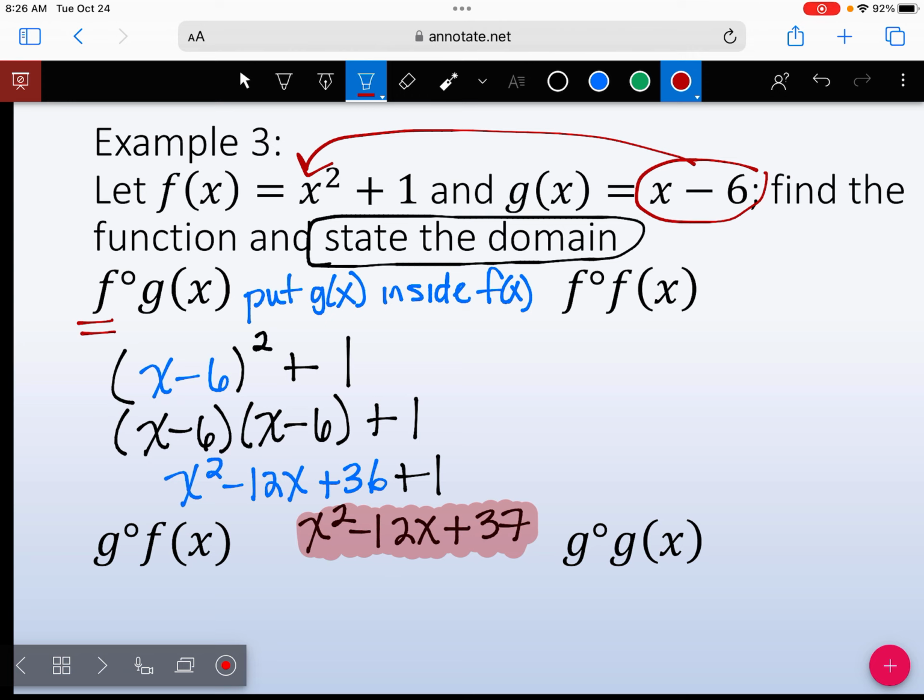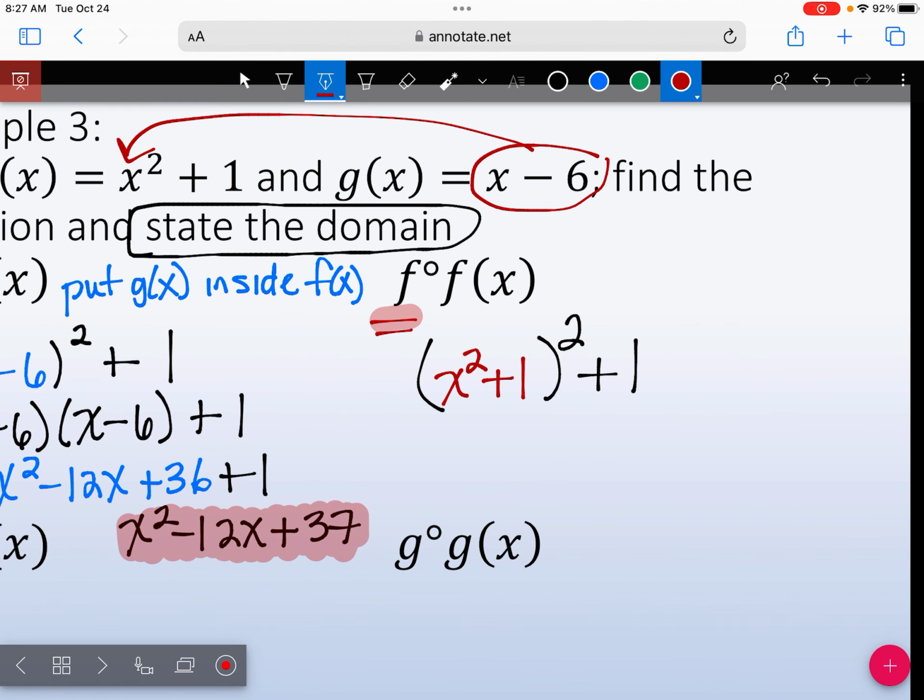For the second one, again, I'm going to rewrite my f function with parentheses. So that would be parentheses squared plus 1, but this time I'm actually going to put f inside of the parentheses. So I'm putting the x squared plus 1. So I'm dropping f inside of f. So you'll need to make a box and multiply the x squared plus 1 times x squared plus 1.